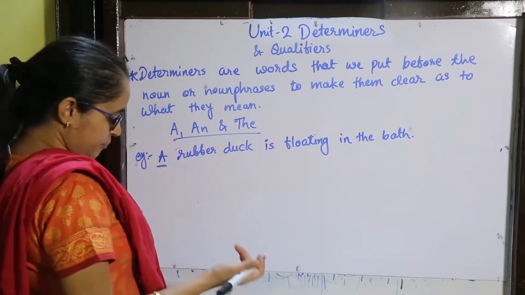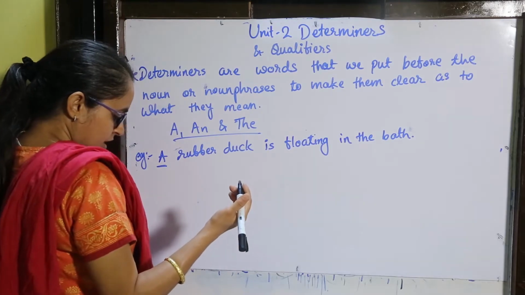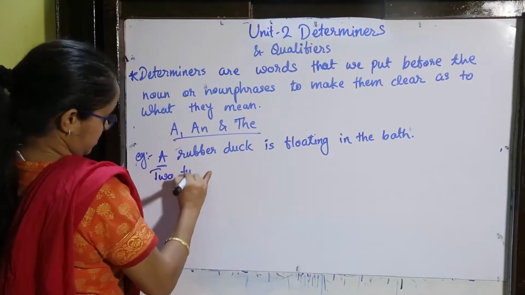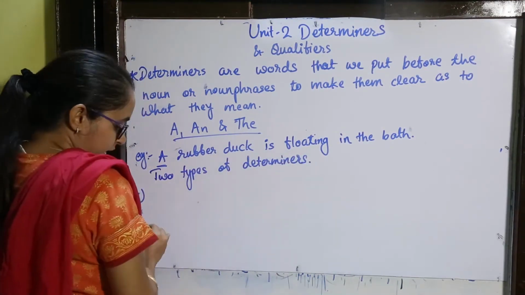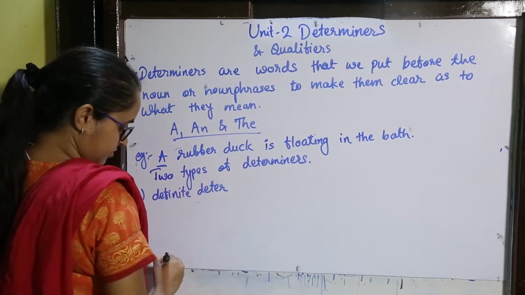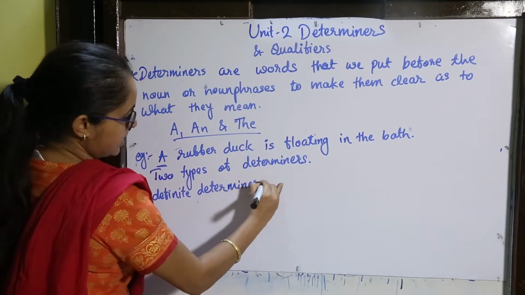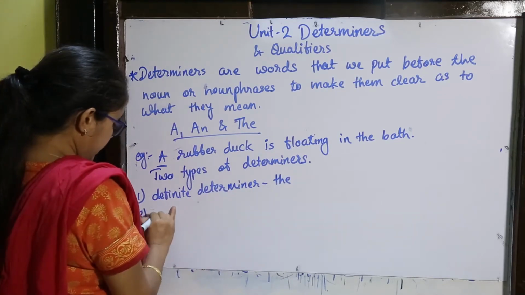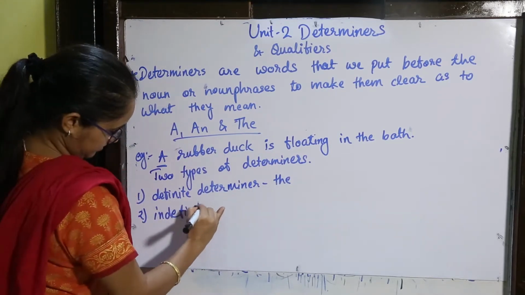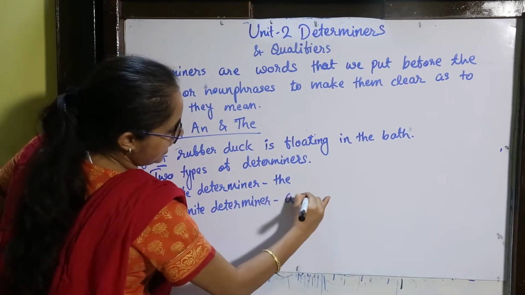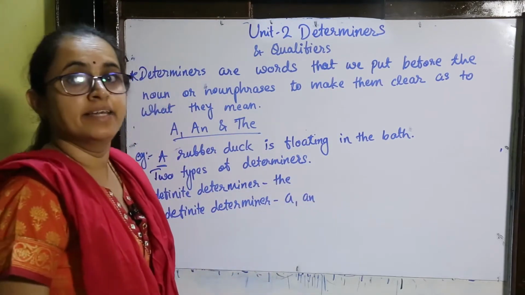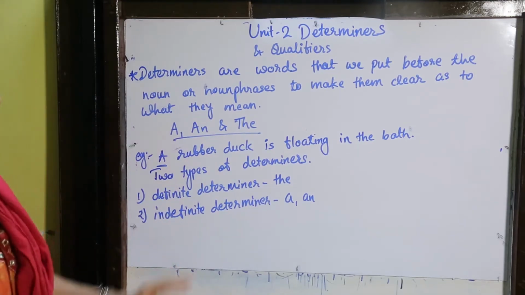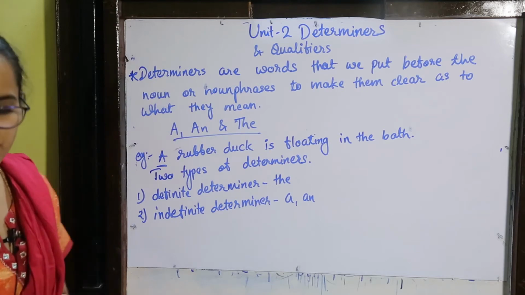Now, there are two types of determiners. One is the definite determiner, for example the. And the second is the indefinite determiner, for example a and an. So these are two types of determiners. Please pause this video and write down this much.